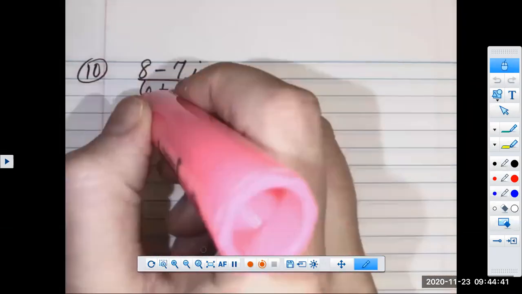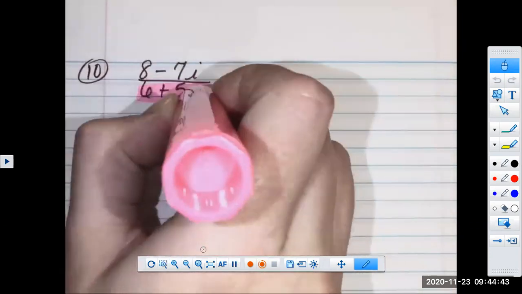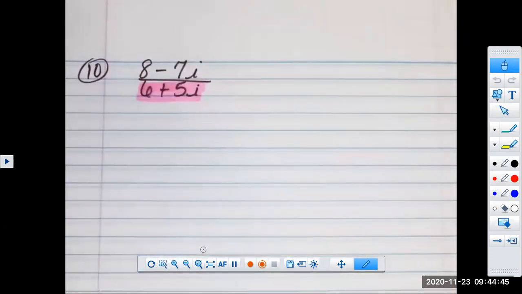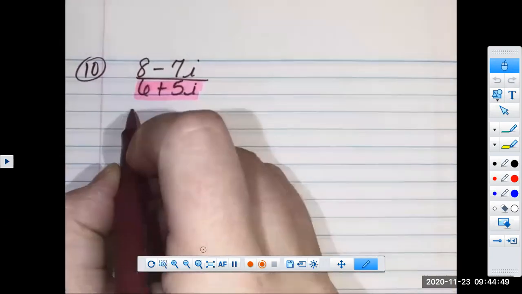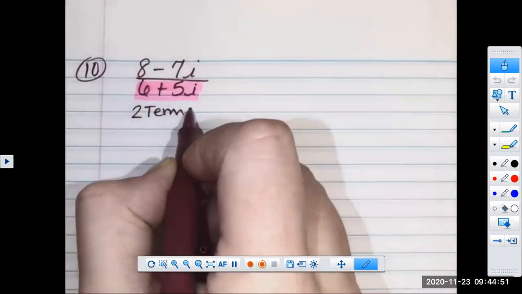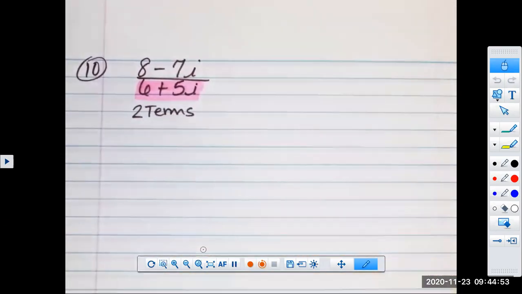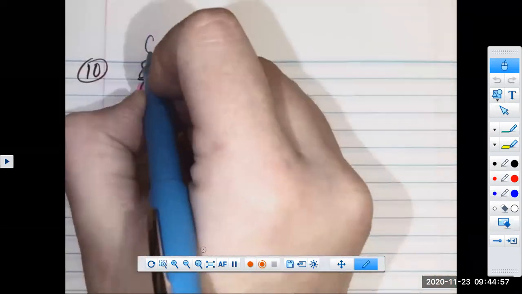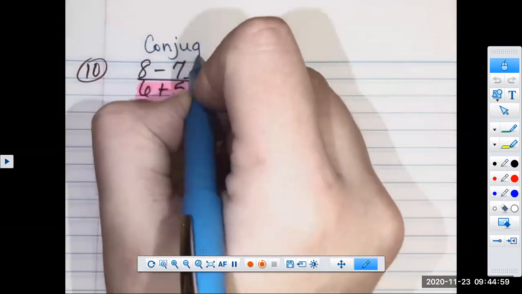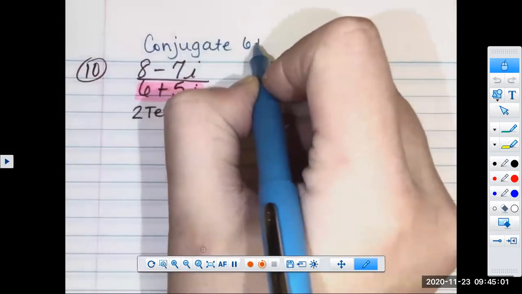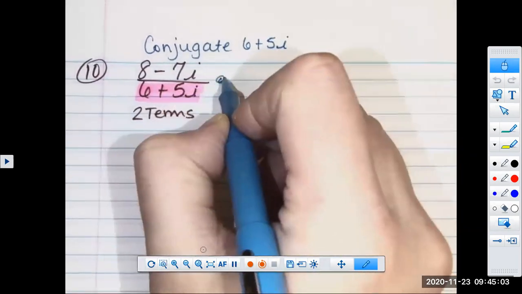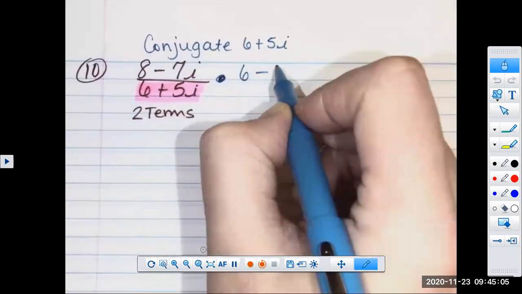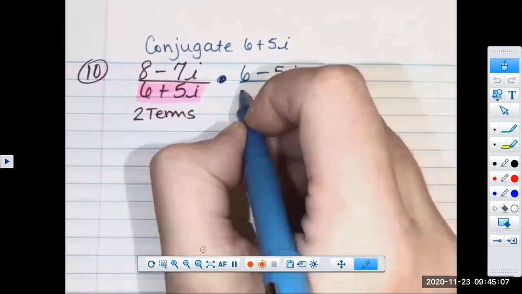you're looking at your denominator at first to figure out, do I have one term? Do I have two terms? What process am I taking? So we have two terms here, so you're going to multiply the top and bottom by the conjugate. So we want the conjugate of 6 plus 5i, which is going to be 6 minus 5i.